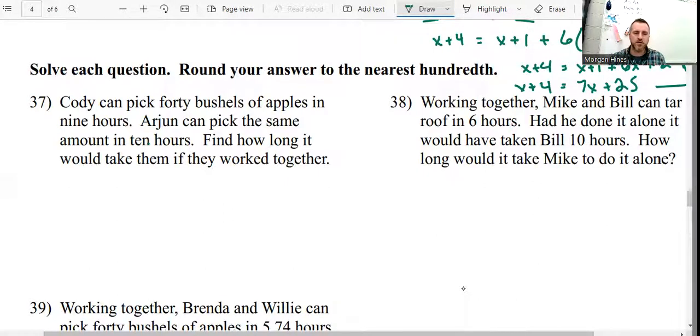So we turn it into a rate or a speed for Cody and for Arjun. We've got 40 bushels in 9 hours. So that's bushels per hour if you were to divide it out. And this would be 40 divided by 10 for Arjun. That's bushels per hour again. So if they had the same amount of bushels, then what would their time be? How long would it take them?